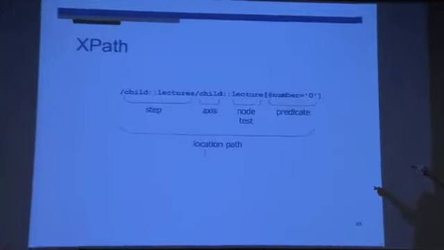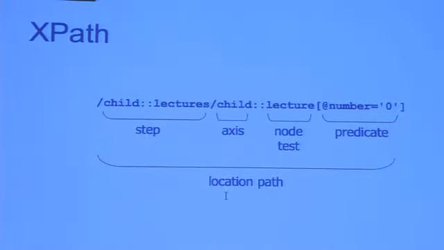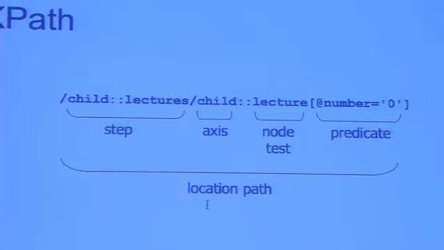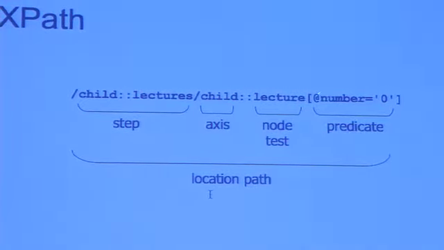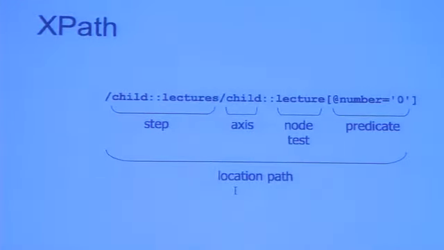Each of these things between the slashes is what's called a step. Step would be part of the location path here. In this case, there's 2 steps: this one, because there's a slash there, and then this whole thing. So axis, let's come back to. Node test, let's come back to. But here's predicate. We just introduced the idea of a predicate. In this case, I'm filtering on @number equals quote unquote 0, which is hopefully going to give me lecture 0. So now the whole thing is a location path.